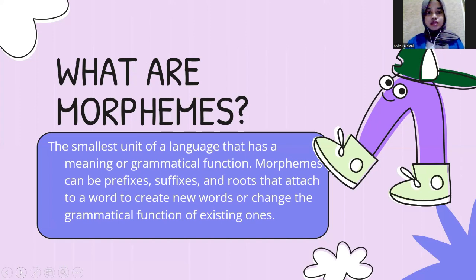And what are morphemes? So, morphemes are the smallest unit of language that has a meaning or grammatical function. Morphemes are called the smallest unit because they are the smallest parts of a word that has meaning and cannot be broken down further without losing that meaning. And morphemes can be affixes like prefixes, suffixes, infixes, or circumfixes, and roots that attach to a word to create new words or change the grammatical function of existing ones.